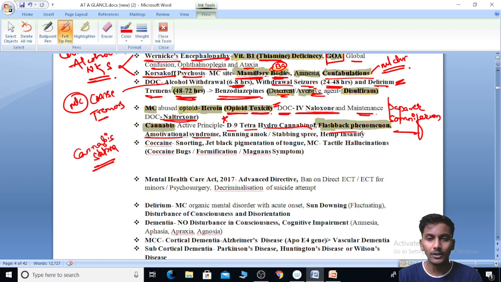And last one, important one, is your running amok. Okay, run amok bolte usually. So run amok, or running amok, is also known as stabbing spree. So what do we mean by running amok or stabbing spree? There is an extreme rage that may develop after cannabis intoxication, in which a person would injure someone indiscriminately. Kuch nahi sochega, chaku leke sabke piche daudne lagega. That is what is running amok or stabbing spree.